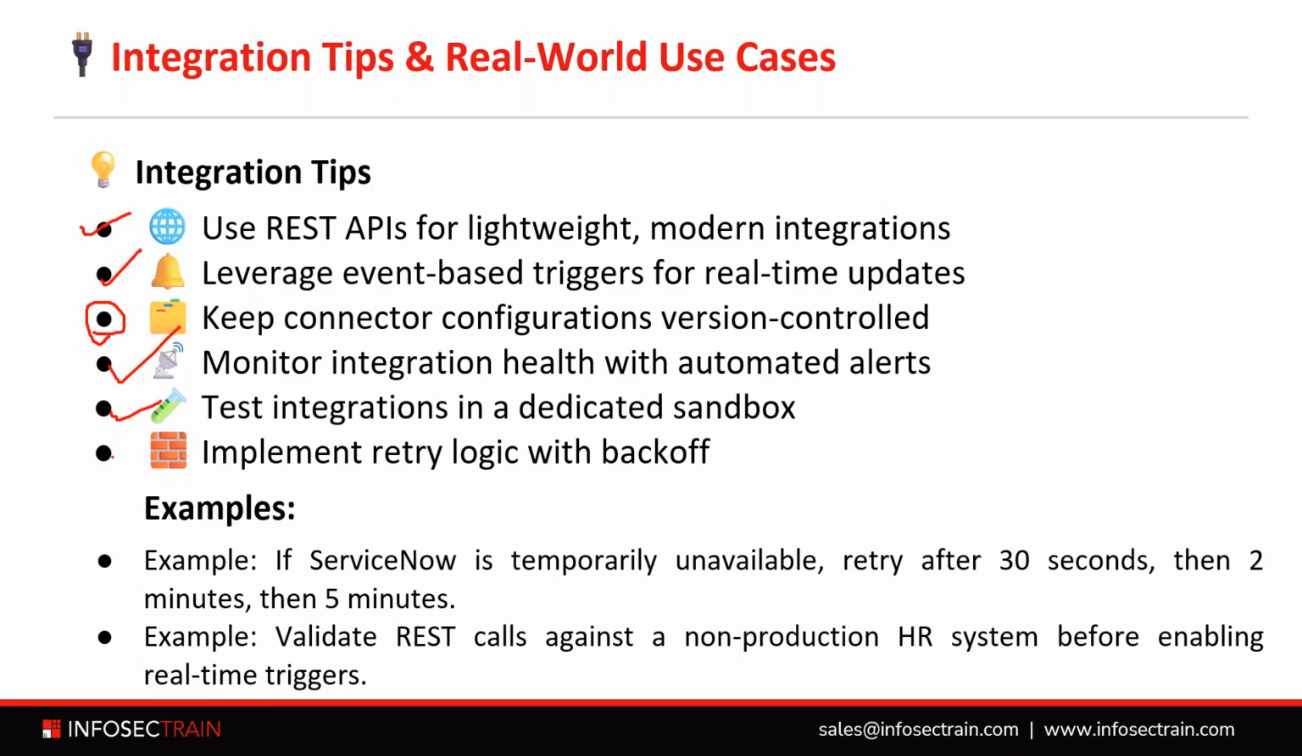So implement a retry mechanism. If something gets backed off, then you just have a retry mechanism in between. If it fails in the first place, what steps should I take? For example, ServiceNow is temporarily unavailable. We can always say, retry after 30 seconds, then 2 minutes, then 5 minutes. Handling it in such a way that two, three iterations would definitely give you a more excellent user experience, I would say, guys.